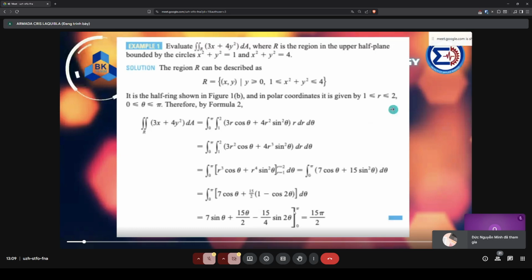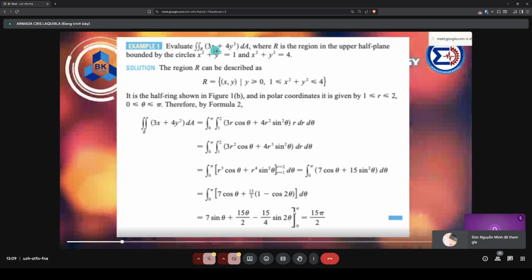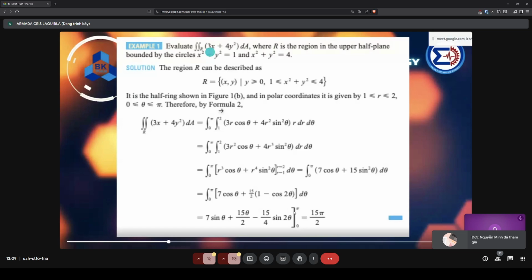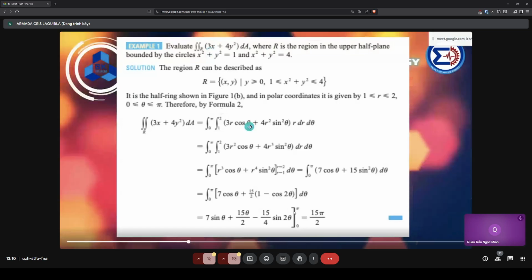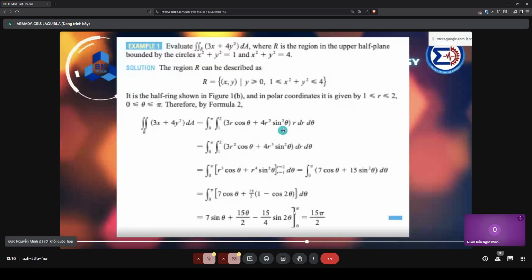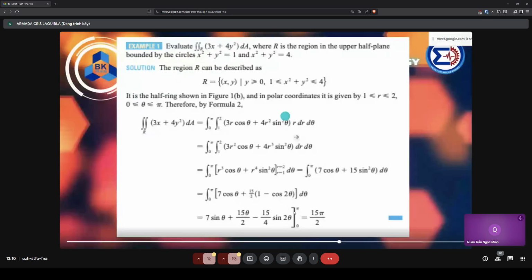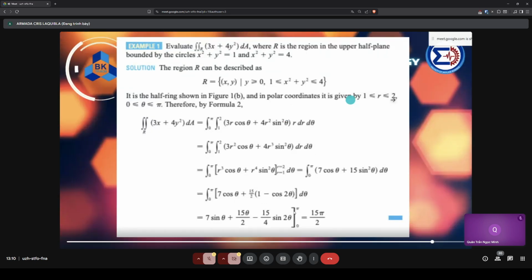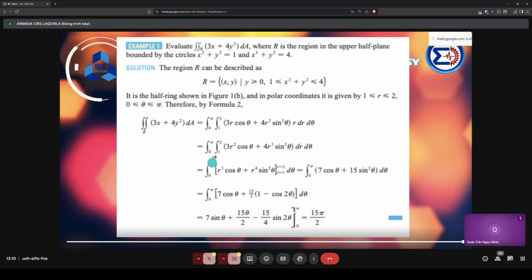Now you replace the x there. That is 3x. So replace the x with r cosine theta. And then your y squared. So copy 4. Then your y squared becomes r squared sine squared theta. Okay. Now replace your dA there with r dr d theta. And then you have this. Your theta is from 0 to pi. For your r, the integral, you have it from 1 to 2. So 1 to 2 here in your inner integral, and then the outer integral, it's from 0 to pi.